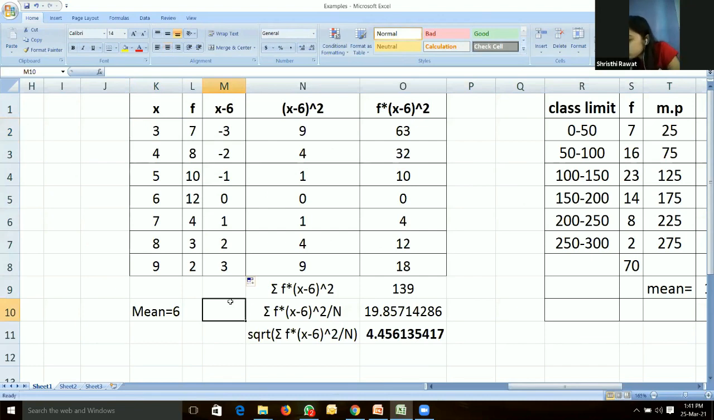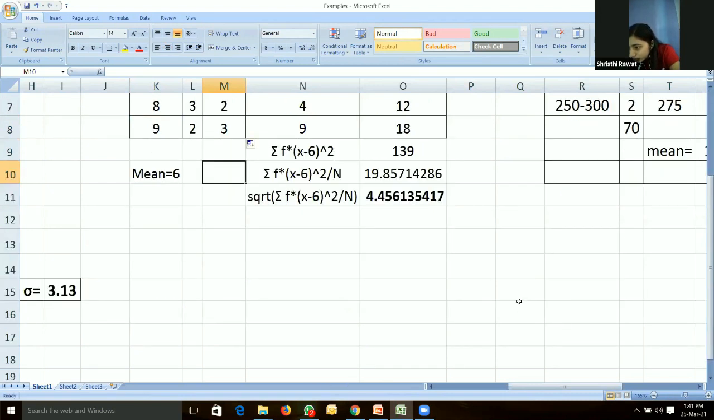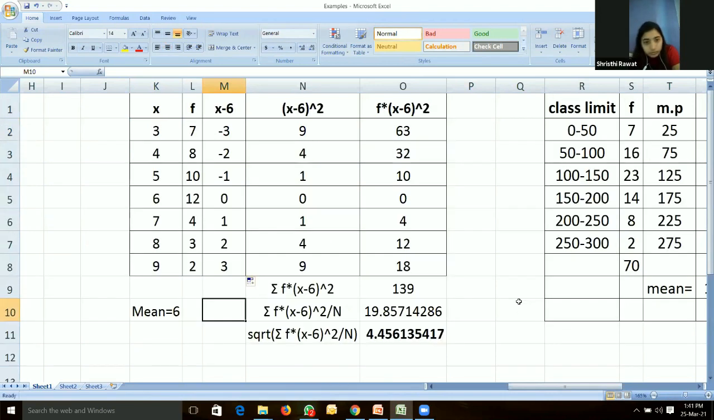6 minus 3. Everybody is doing this in an Excel sheet.